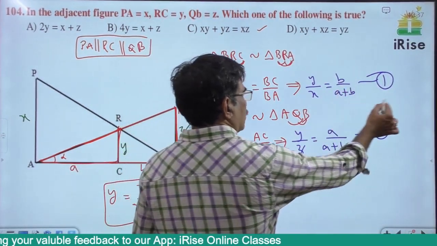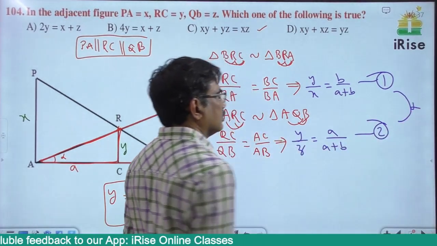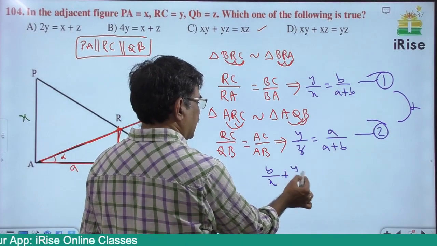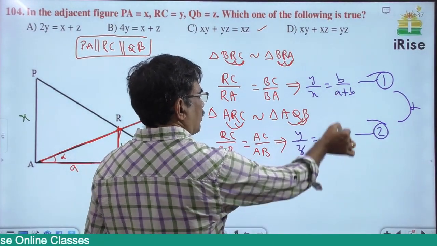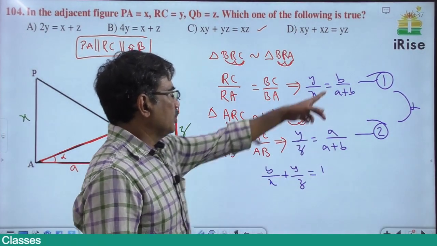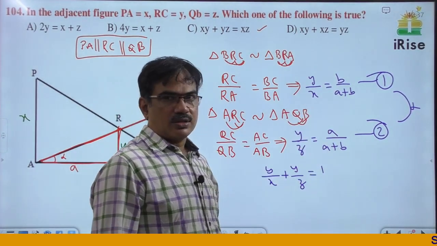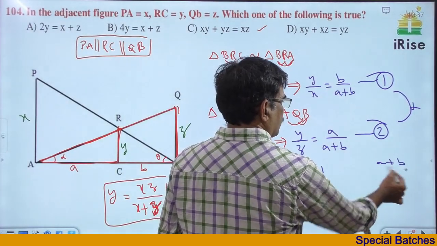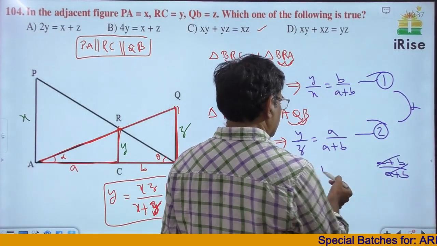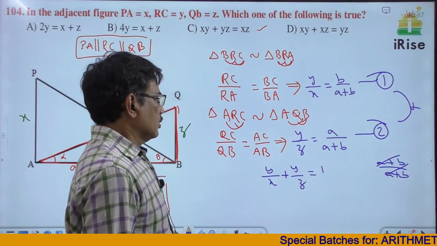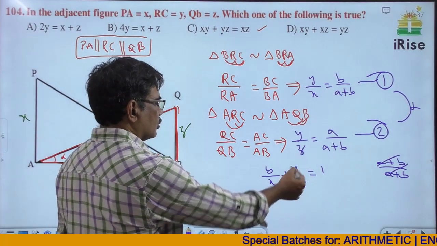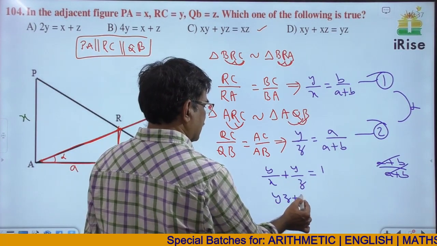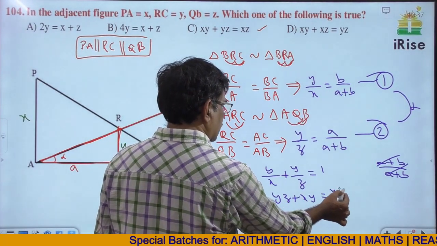Then add these two equations. Then what we get here? Y by x plus y by z is equal to, sum of these two is nothing but 1, b by a plus b plus a by a plus b. So we get a plus b by a plus b, which is equal to 1. Okay, so from this we can say that yz plus xy is equal to xz.